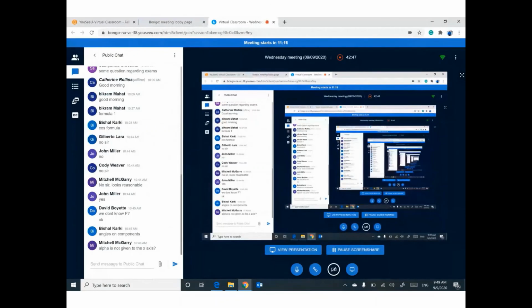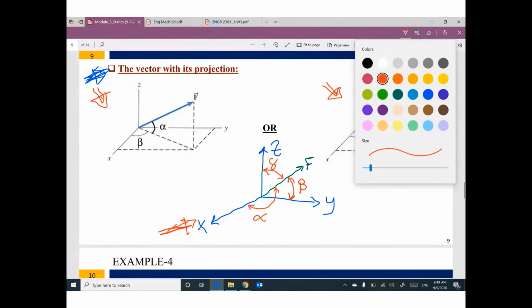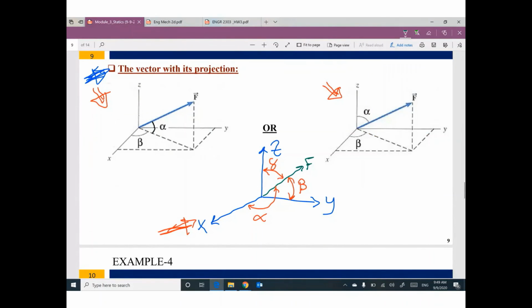Thank you, Mitchell. Michelle, you are very close, but Mitchell, alpha is not given to the x-axis. This is the main difference. If you have angles alpha, beta, gamma, or whatever the names, 30, 40, 75, whatever, I don't care about the names, alpha, beta, gamma, theta, phi, whatever the names.